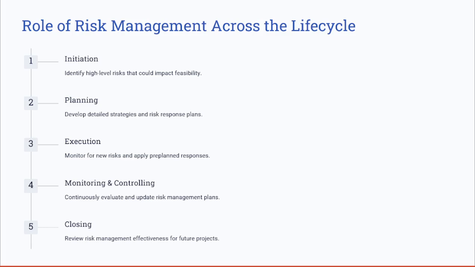During the execution phase, we monitor for new risks and apply pre-planned responses. In the monitoring and controlling phase, we continuously evaluate and update the risk management plans. Finally, in closing, we review the effectiveness of our risk management efforts to inform future projects.